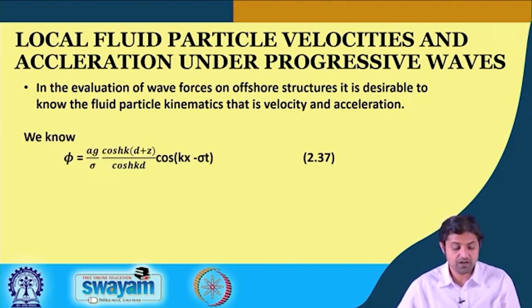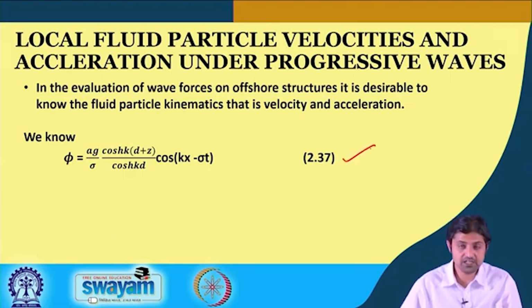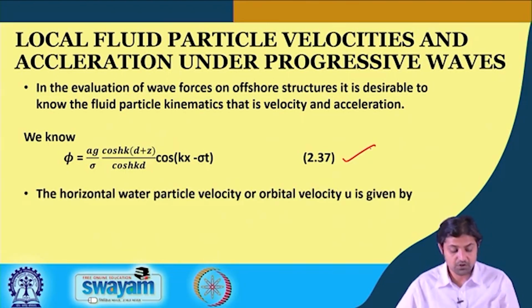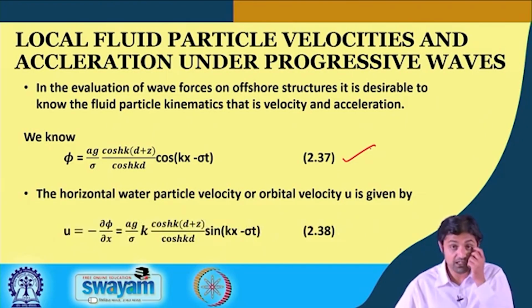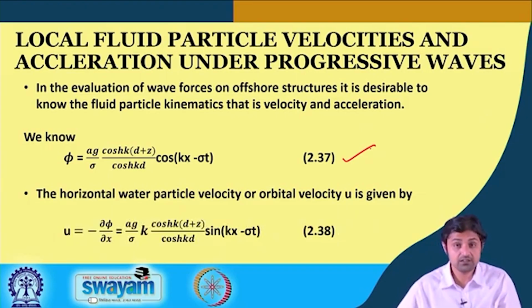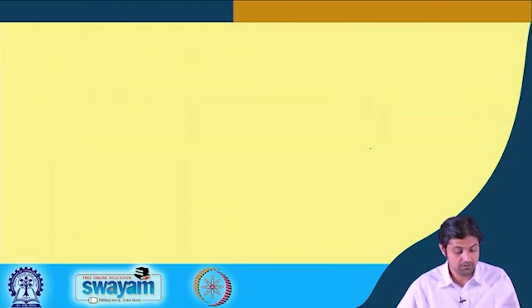We know that phi is equal to Ag by sigma; this we have derived. The horizontal particle velocity, or the orbital velocity u, is given by minus del phi del x, the definition of velocity potential. So, we get Ag by sigma k into cos h k (d plus z) by cos h k d into sin (k x minus sigma t).